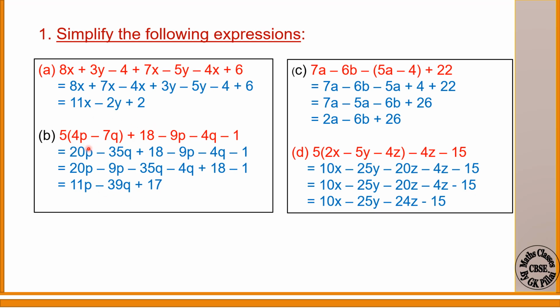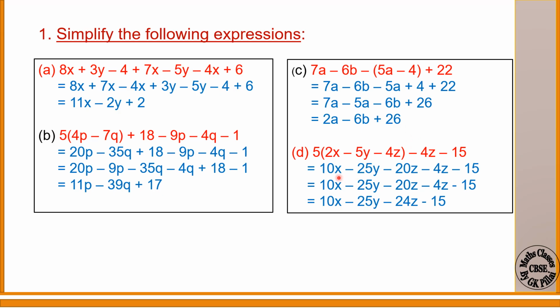Here it is a bit different. 5 into 4p minus 7 cube plus 18 minus 9p minus 4 cube minus 1. Open the bracket and simplify. Your final answer will be 11p minus 39 cube plus 17. Here once again there is a minus sign. 7a minus 6b minus bracket 5a minus 4 plus 22. When you open the bracket, it will be minus 5a plus 4. That will be 7a minus 5a minus 6b plus 26. And when you simplify, it will be 2a minus 6b plus 26.